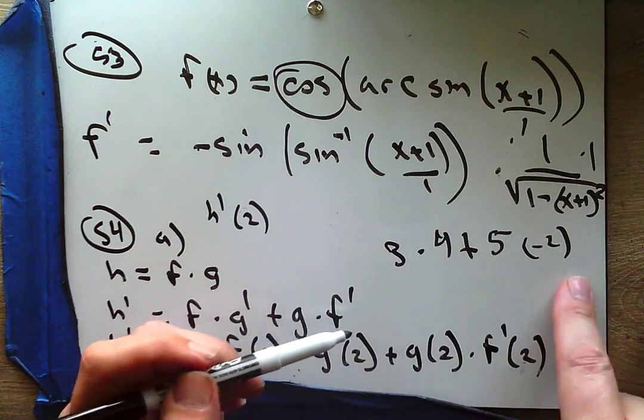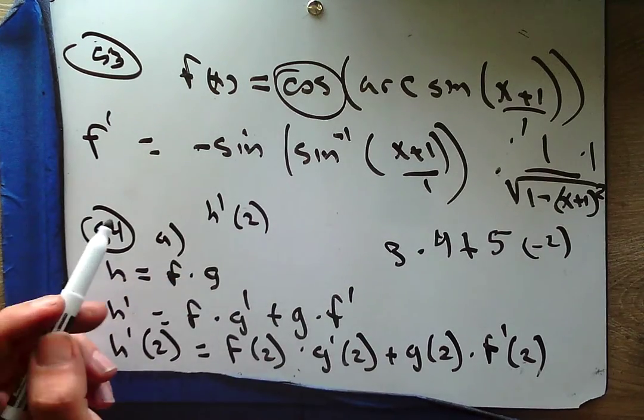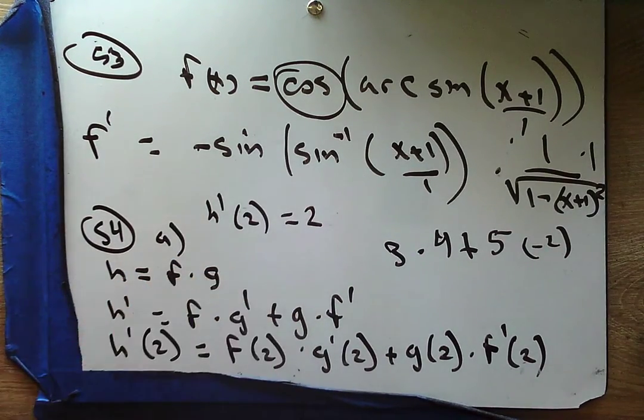So that's going to be 12 minus 10, or 2. So h prime of 2 is 2. Okay, that was part A.